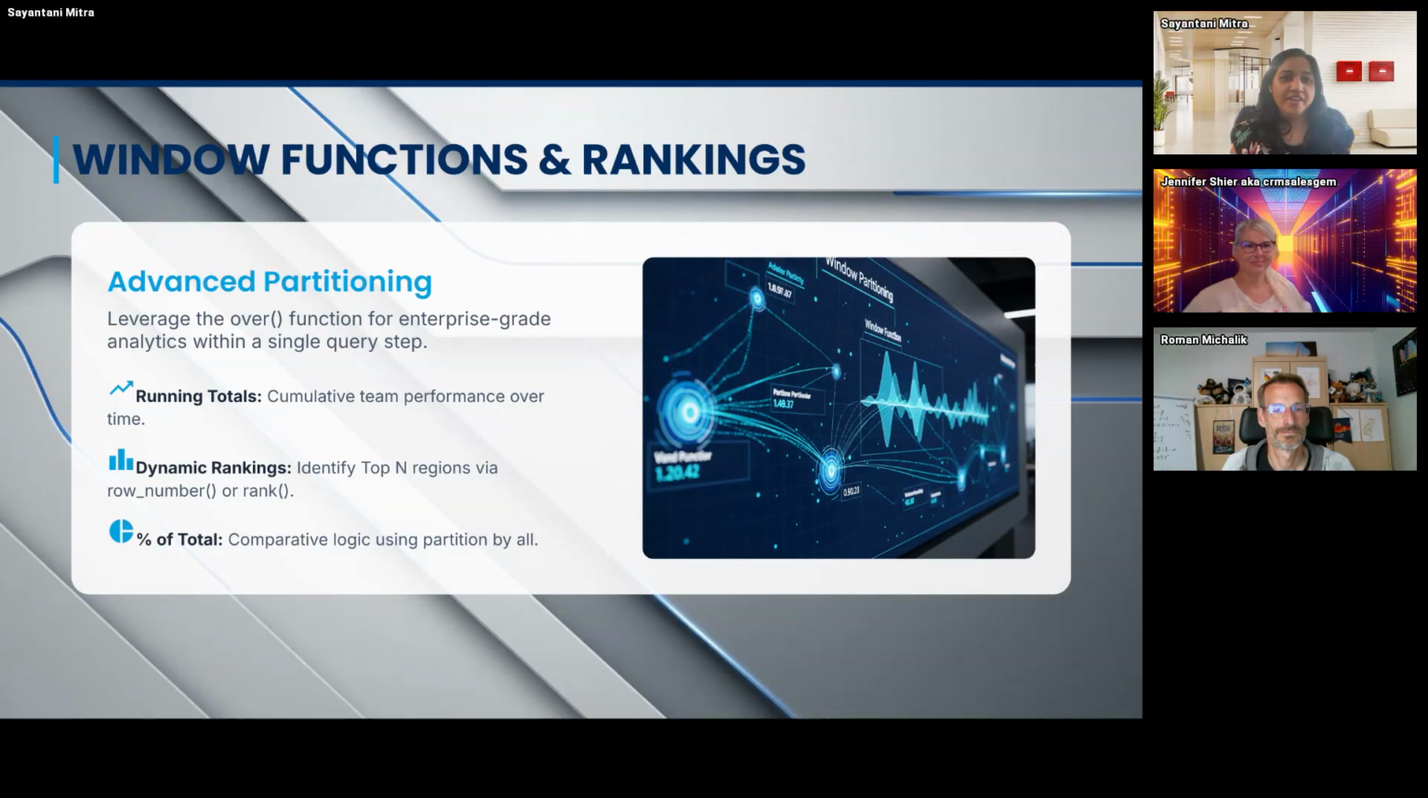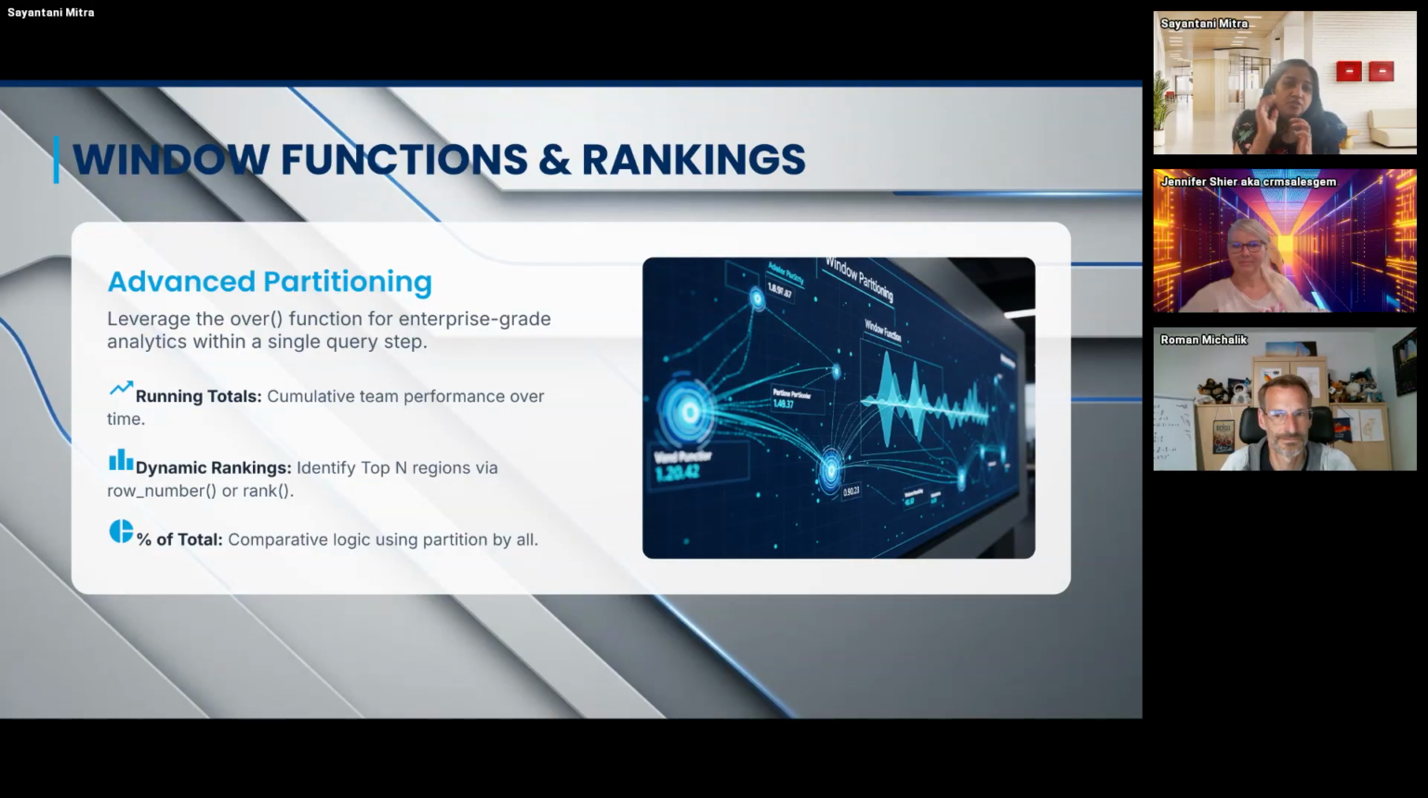Okay. Window functions and rankings. We have seen a lot of window functions, but I like doing window functions a lot because, one, you have running totals. You can do team performance using running totals. You can do a lot of things with running totals. Dynamic rankings is something I have been using more and more nowadays, because row number and rank are useful when you are doing top 10, let's say, regions, top 10 products.